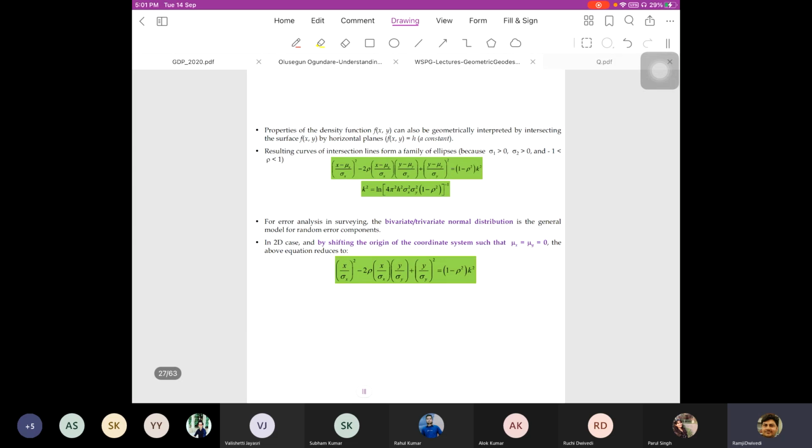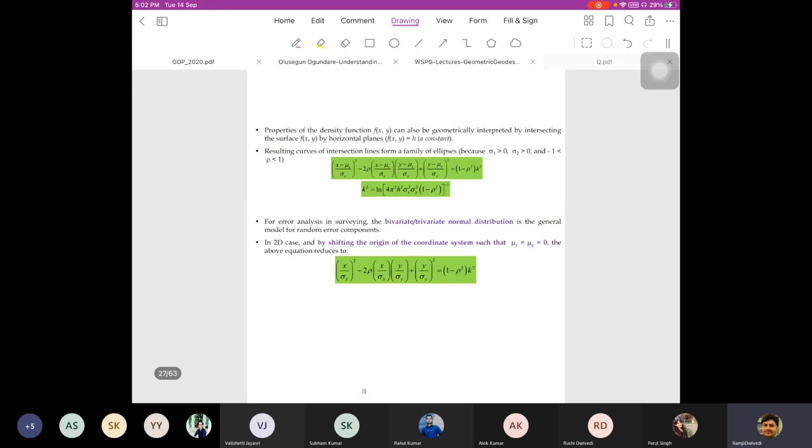That's why they are greater than 0, and we can replace this by a family of, what should I say, the ellipse. Okay, for error analysis in our Geo-Informatics, the bivariate, trivariate normal distribution is a general model for the random error components. Okay, we can also move from shifting the origin to 0. So in the 2D case, we can shift the origin of the coordinate system such that mu x and mu y are equal to 0, and the above equation reduces to this particular form.